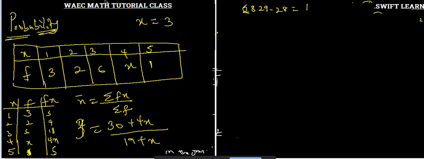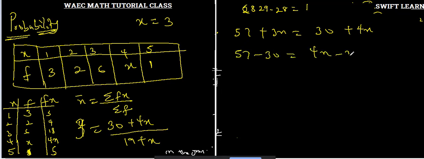So I have 3 bracket, this is 19, so 57 plus 3x equals 30 plus 4x. So 57 minus 30 equals 4x minus 3x. So x equals 27. This is not actually a good number, but it's just something to work with. So let's say here x is now 27. Our new answer is now 27.